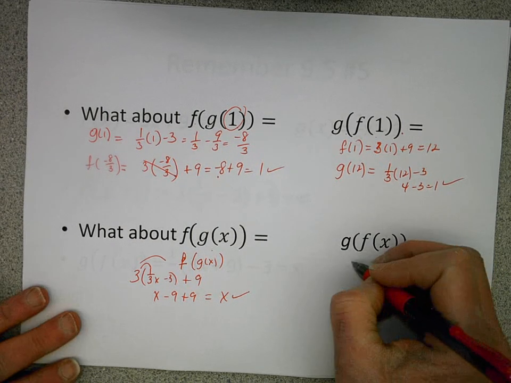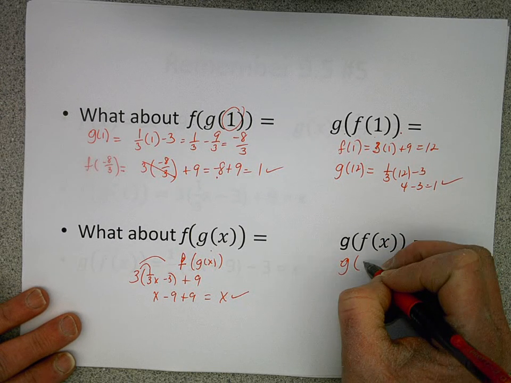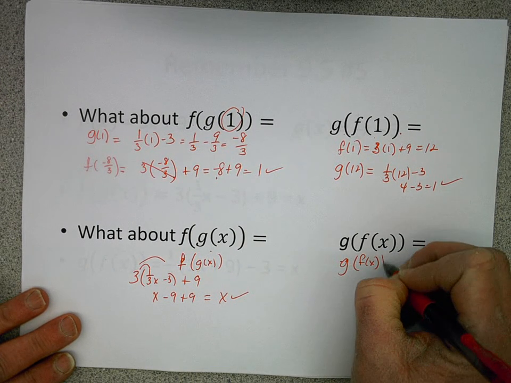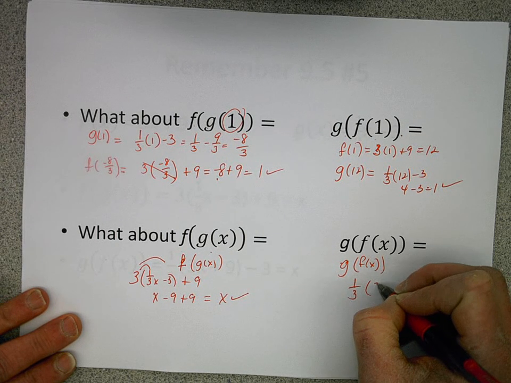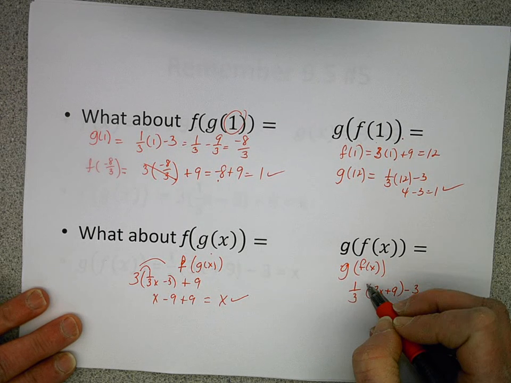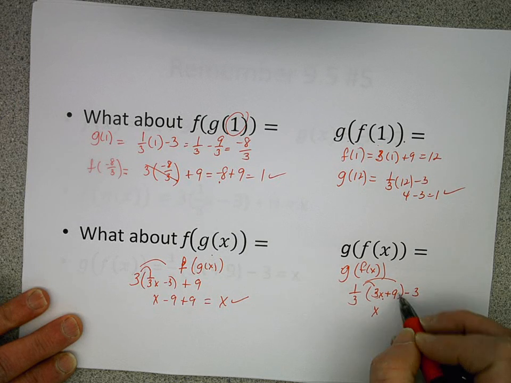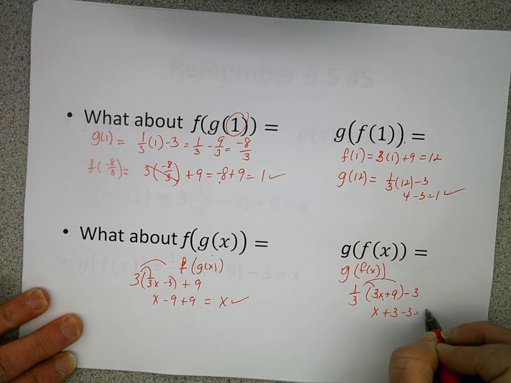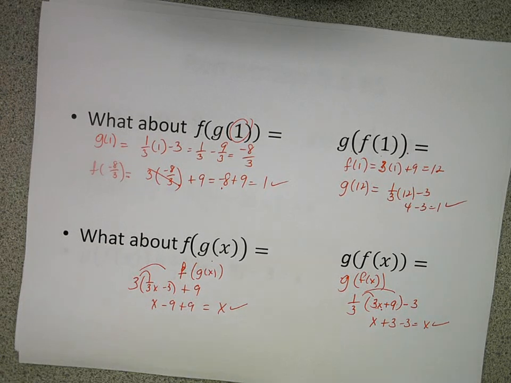Do the same thing. Start with the f equation, plug it into the g equation. So the g equation has 1/3, and then we're going to put 3x plus 9 in for the x, minus 3. If you distribute, 1/3 of 3x is x, 1/3 of 9 is 3, 3 minus 3 is 0, so we get x. Works out. That means they're inverses. So that question on your homework, I think it's number 5, on the top of the back, they both came out to be x's, so they're inverses.